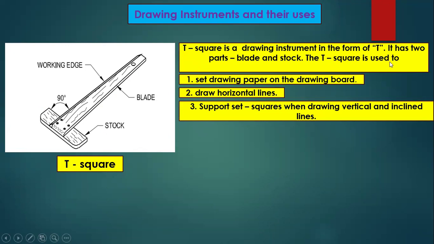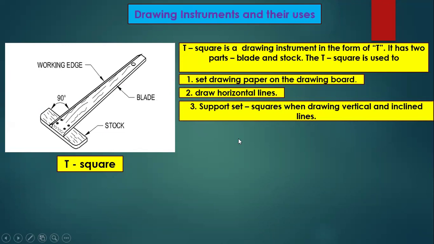Then let's go to the uses of the T-square. The T-square is used to set drawing paper on the drawing board. Whenever you have to set the drawing paper on the drawing board, you need the T-square so that it can be well laid on the surface of the drawing board. Then we also use the T-square to draw horizontal lines. That is the second use of the T-square. Then we also use it to support set squares when we have to draw vertical and inclined lines. So these are the uses of a T-square.